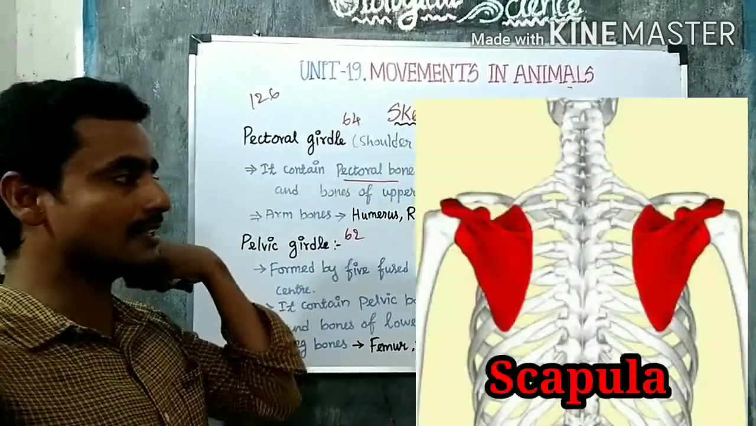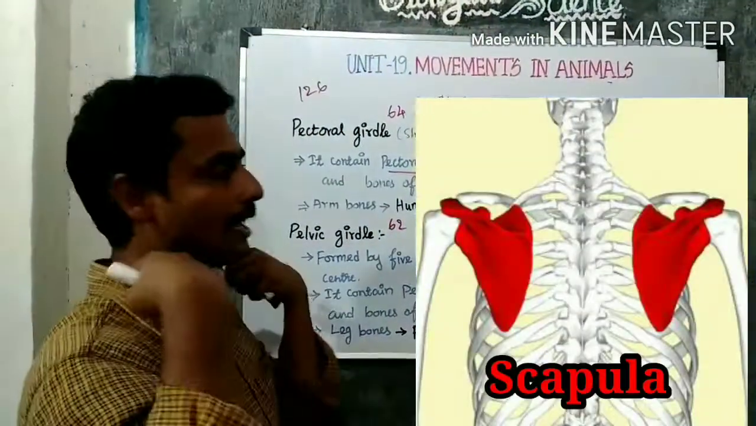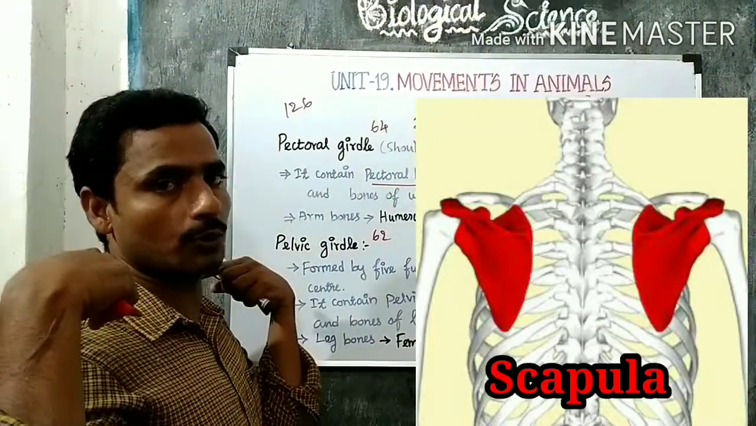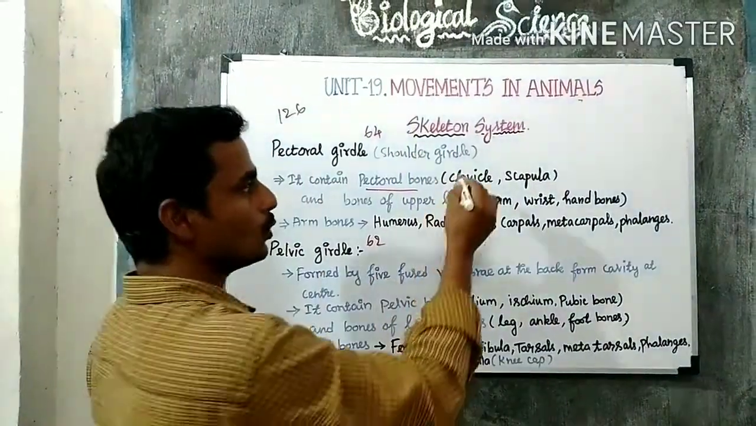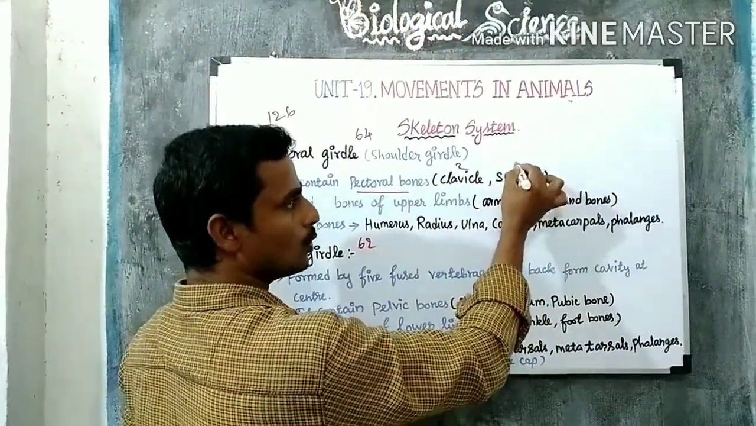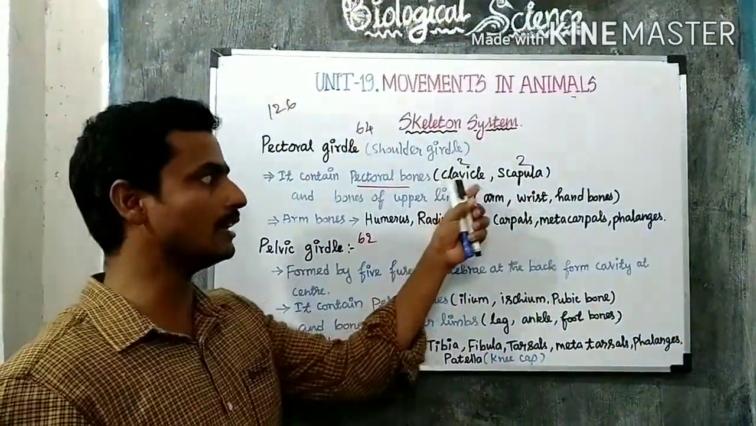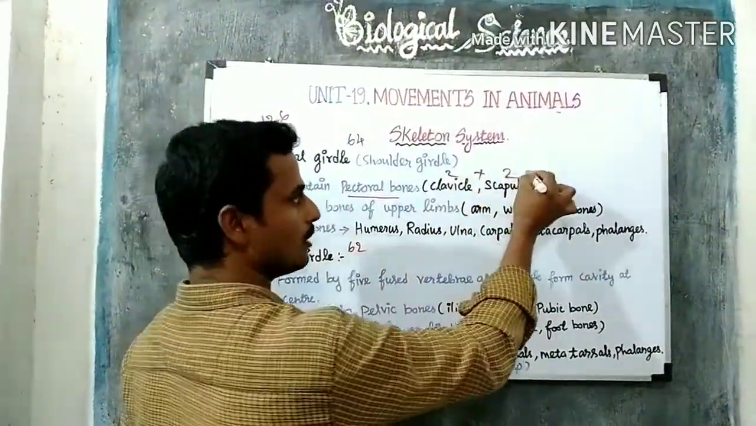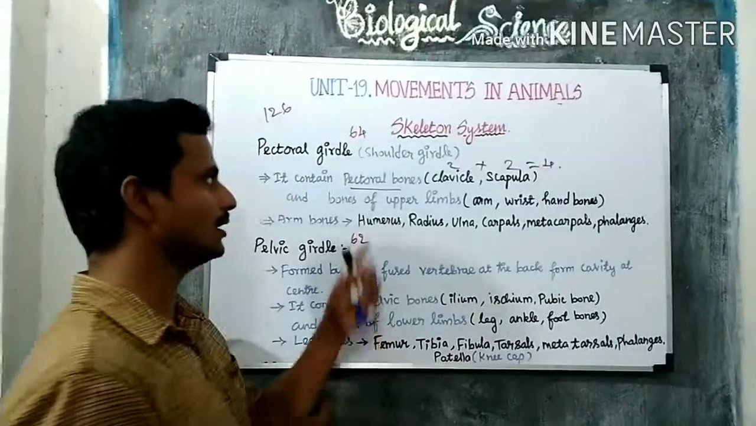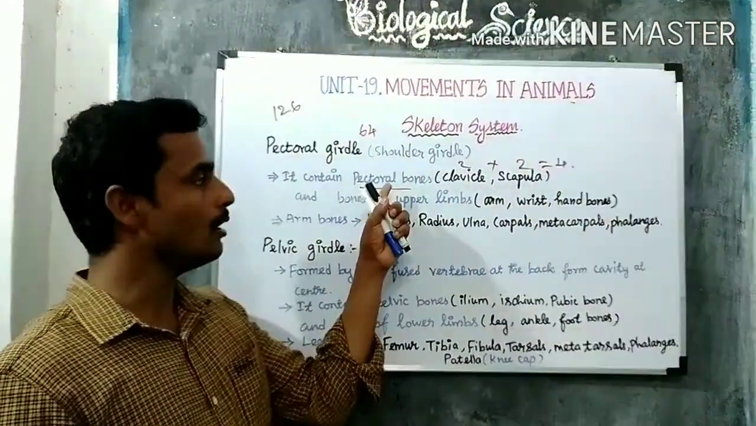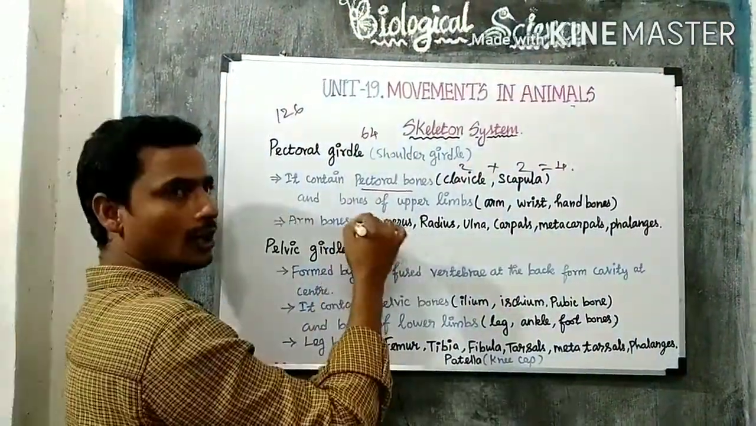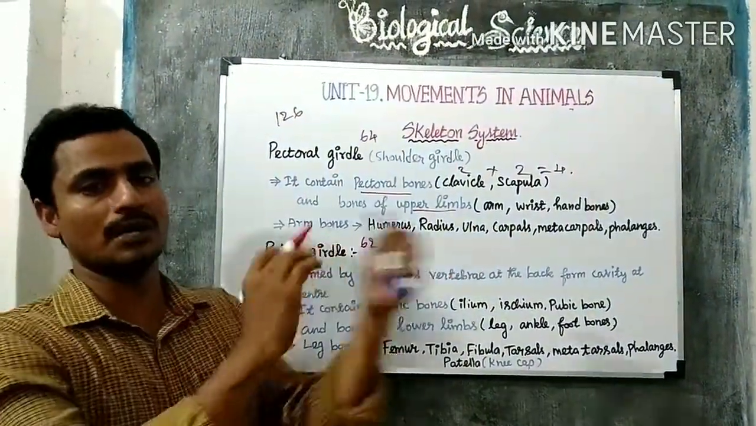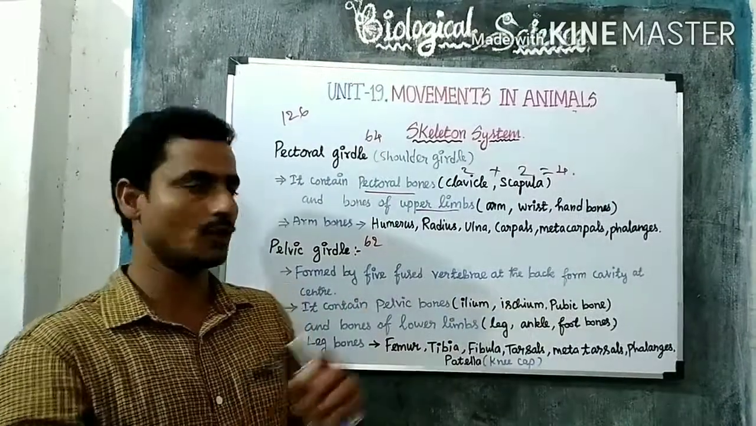Then the scapula is nothing but the shoulder bone. So we have a pair of shoulder bones, a pair of scapula. So 2 clavicle and 2 scapula, totally we have 4 bones as the pectoral bones. Then it also contains the bones of the upper limb, that is, it's nothing but the arms.